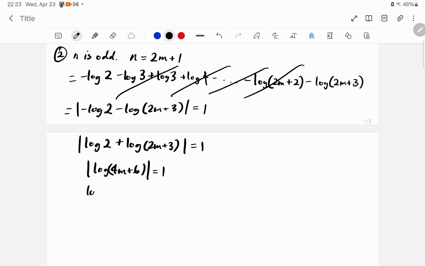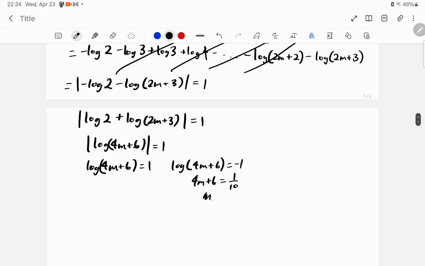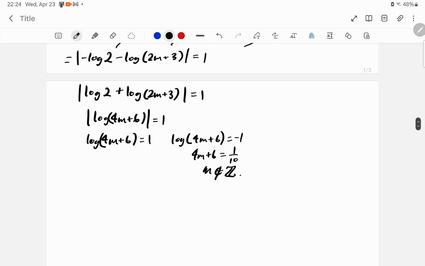And so take note again that log of 4m plus 6 can only be equal to 1, because if it is equal to negative 1, I will get 4m plus 6 is equal to 1 over 10. And of course, this is not possible since m is an integer. So since m is not an integer in this equation, it cannot hold. So I get 4m plus 6 equals 10 here. So I get m equals 1. And so therefore, n is just equal to 2 times 1 plus 1, which is equal to 3.